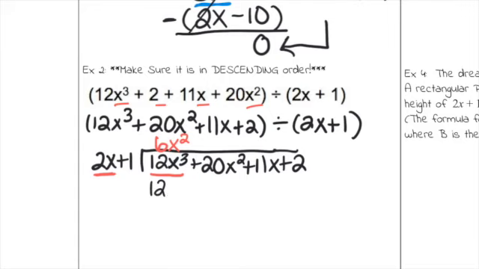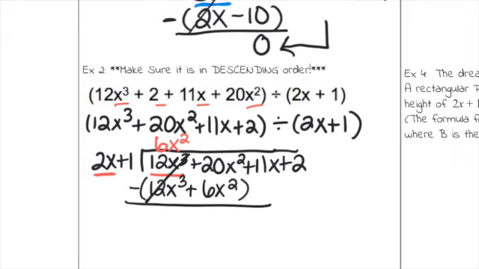We want those to match up. If they don't match up, then you've done it wrong. And then 6x squared times 1 is going to give me plus 6x squared. So we're going to subtract that. Those should cancel. So right here I have 20x squared minus 6x squared. That's going to give me 14x squared. And then I'm going to bring down my remaining pieces, so plus 11x plus 2.